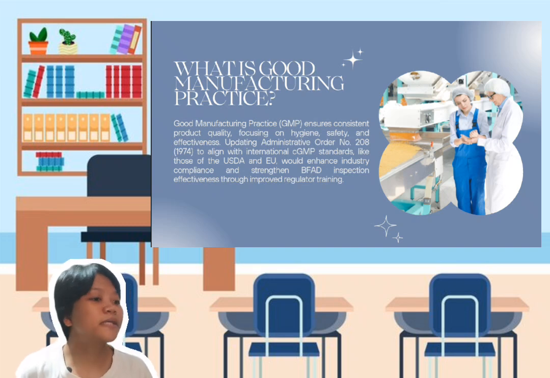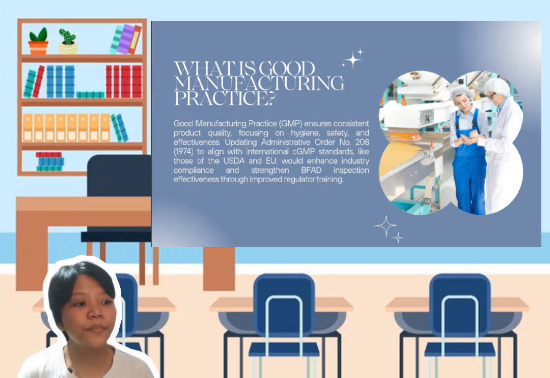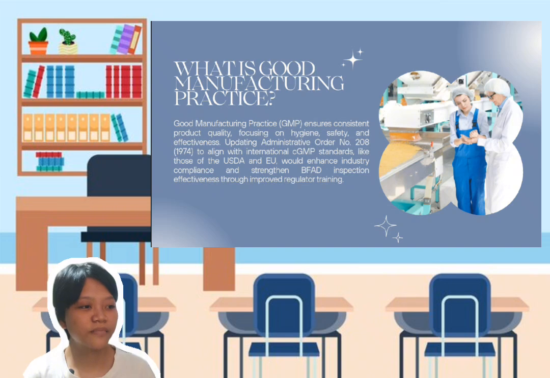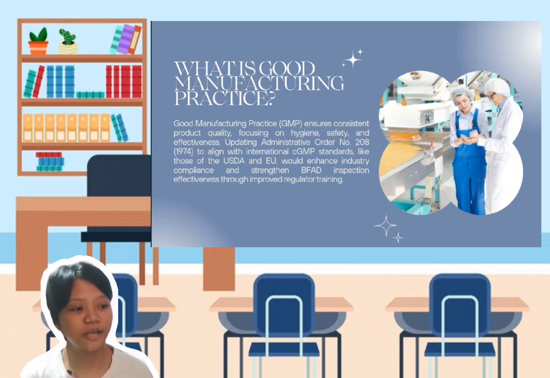So, yung improvement, tapos yung revision should aim to align CGMP for human food with international standards of CGMP. For example, yung USDA and EU, sila yung nag-implement, or sa kanila galing yung practices ng good manufacturing practice, or sa kanila galing yung policy na yon.